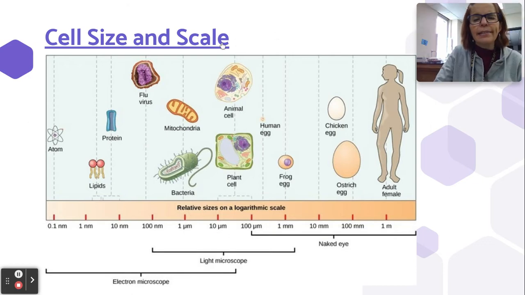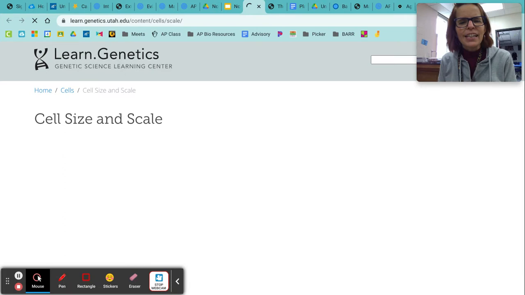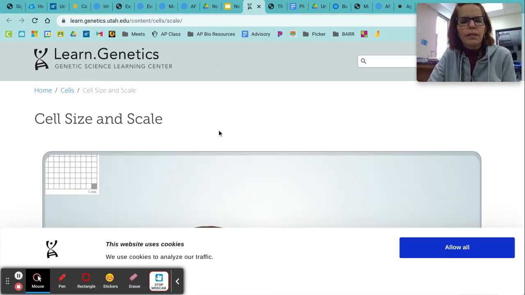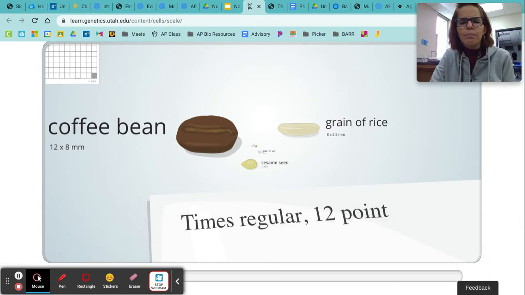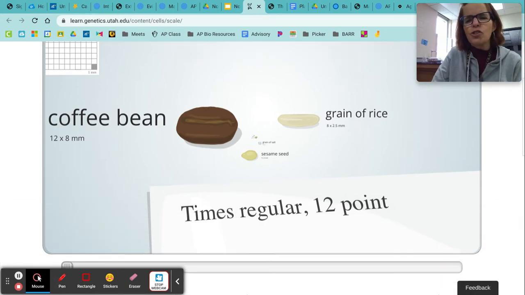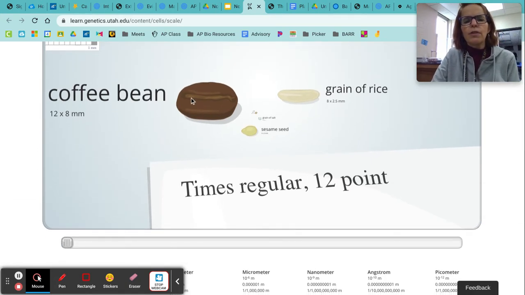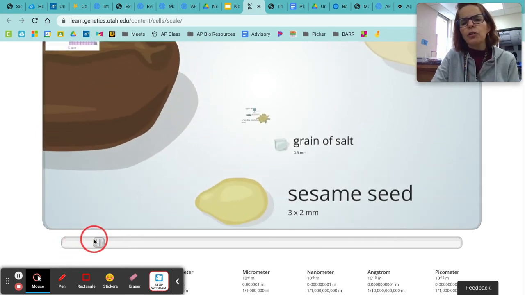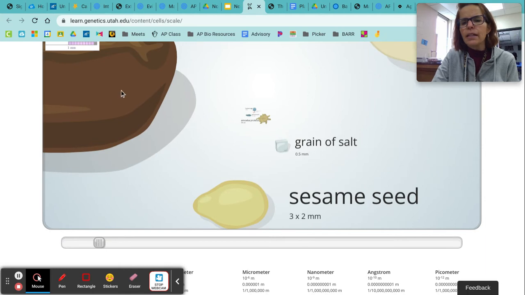So let me see if I can click on this. I think I can. Here we go. So if we go to the cell size and scale, you can click on it independently and you can skip ahead if you don't want to see this section, but this is designed specifically to show students a perspective. So if this were the size of a coffee bean or a grain of rice or a sesame seed, they're a little bit blown up right now. Let's scooch forward and see how big things are. So as we scooch in, we can see a grain of salt, and we can still compare that to the coffee bean over here. Here's an amoeba.